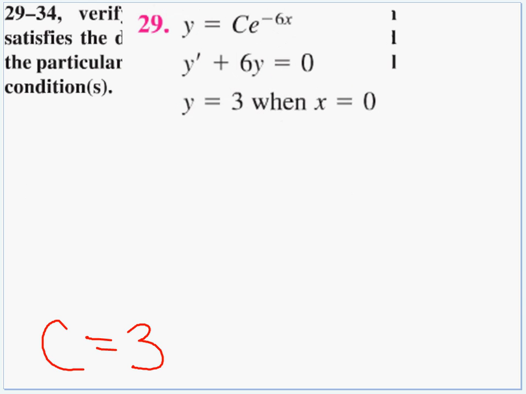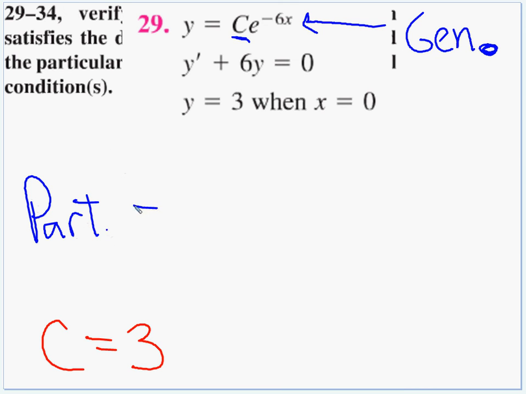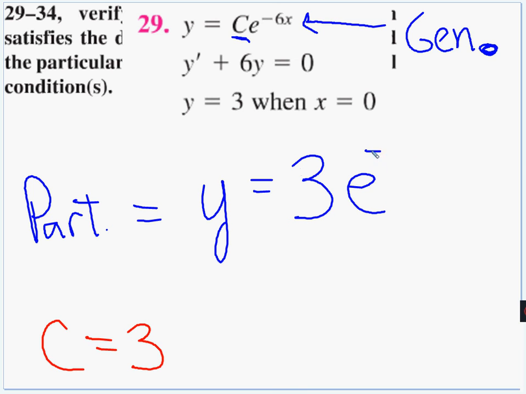So using that info, getting back up here, this is our general solution. The general solution has a c in it, an unknown constant. Now when we write our particular solution, that's going to be the same as the general, y equals, but we're going to take out this c and replace it with our 3. 3e to the negative 6x power. So there's our particular solution.